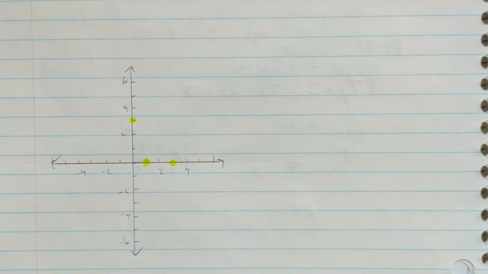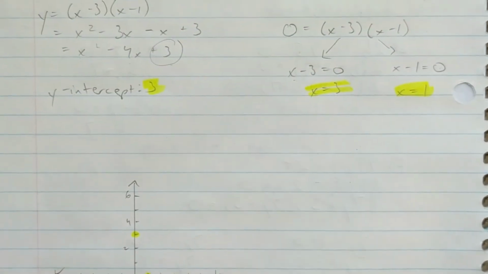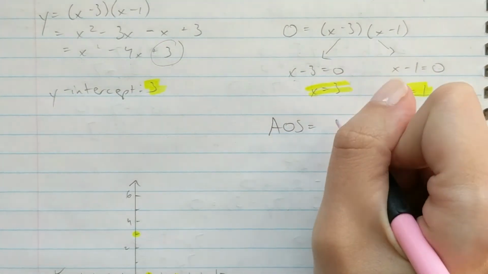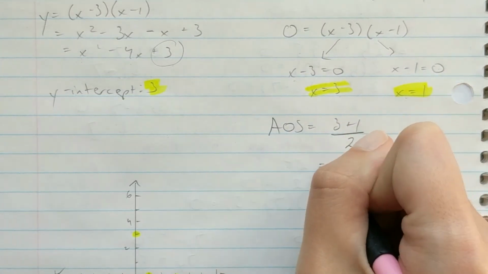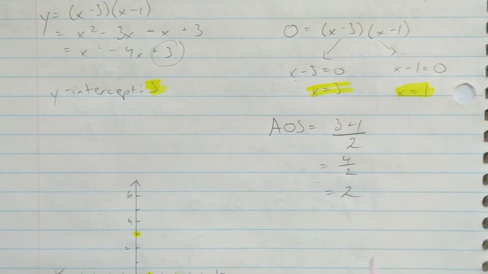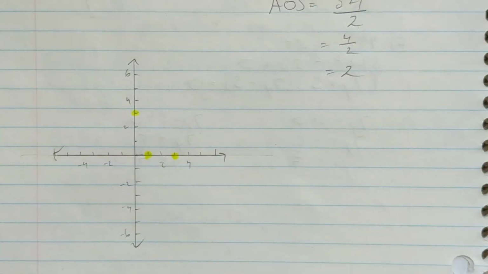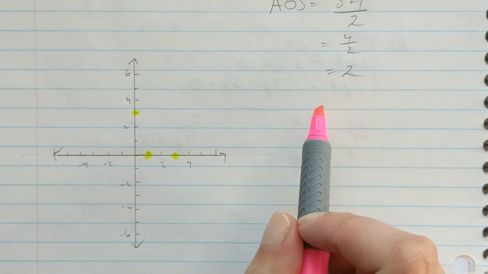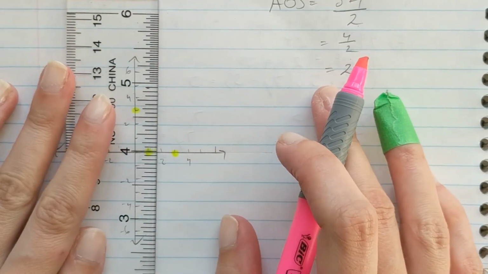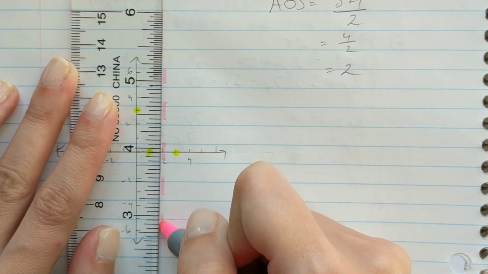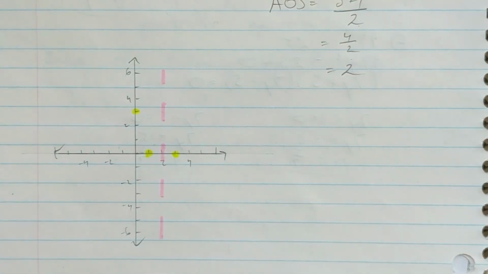Now let's find our axis of symmetry. The axis of symmetry is located halfway between our two x-intercepts, so we're going to do 3 plus 1 over 2, which is 4 over 2, or just 2. To be helpful, what you can do is draw a dashed vertical line at x is equal to 2. So that's what I'm going to do here. I'm going to draw this line. And we know that that's going to be the halfway point of my parabola.